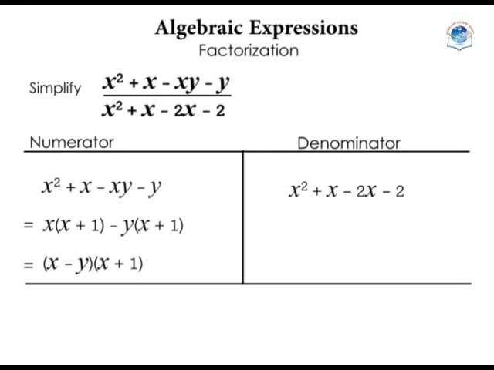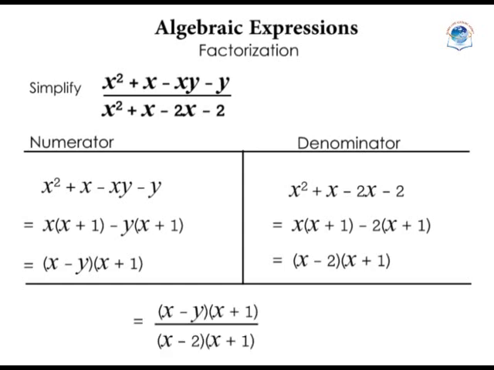Now the denominator. The first two terms have a common factor, x. So we have x into x plus 1. The next two terms have a common factor, minus 2. And so we have minus 2 into x plus 1. So we have x into x plus 1 and minus 2 into x plus 1. And finally, we have x minus 2 times x plus 1. When we combine the numerator and the denominator, x plus 1 will cancel out, and we remain with x minus y over x minus 2.